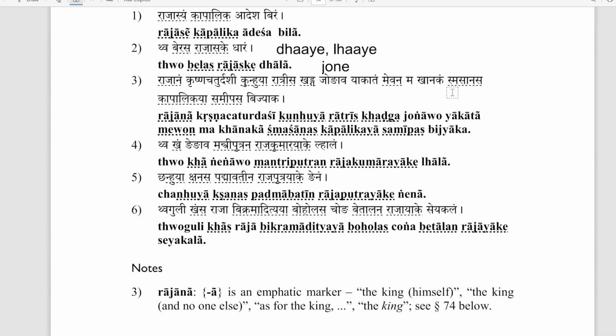And then we have the third part. Samsanasa, Gabaligaya, Samibasa, Bijaga. This Bijaga is from Bijaye, that means to come. This word is also an honorific expression, almost exclusive to the king or the Buddha. And Bijaga is the stative participle of Bijaye, to come.